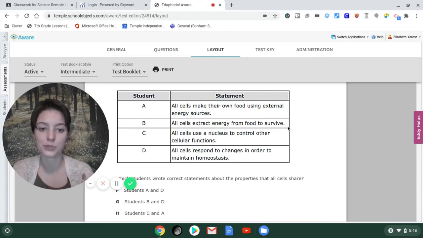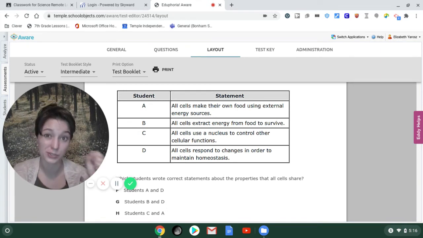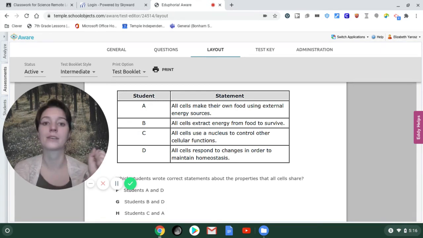B, all cells extract energy from food to survive. Now, plants make their own food, but they still need to use that food. So they use that sugar. When the chloroplasts make the sugar, that sugar molecule goes to mitochondria, and mitochondria extracts or takes out that energy and turns it into ATP energy. So B is good.